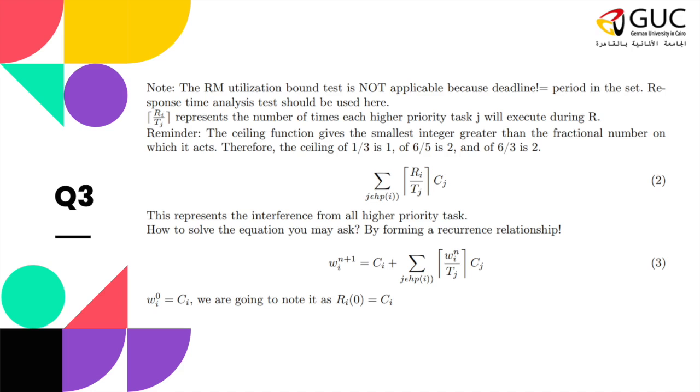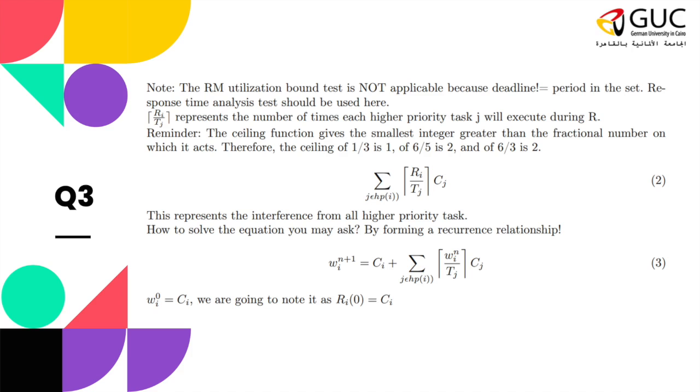As you can see here, R of I is duplicated. I'm going to go into details about the duplication. However, there is a reminder: the ceiling function gives the smallest integer greater than the fractional number on which it acts. Therefore, the ceiling of 1 over 3 is 1, of 6 divided by 5 is 2, and of 6 divided by 3 is 2. Because 1 divided by 3 is 0 point something, the ceiling will be 1. 6 divided by 5 is 1 point something, so the ceiling will be 2, and 6 divided by 3 is also 2, so we round up.